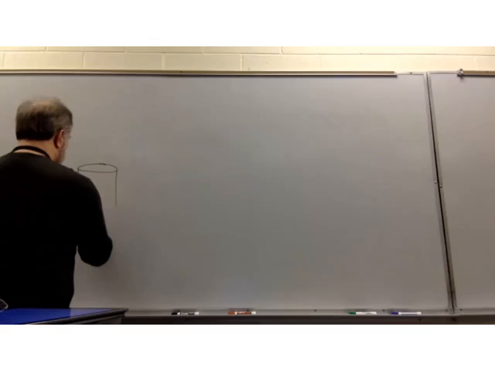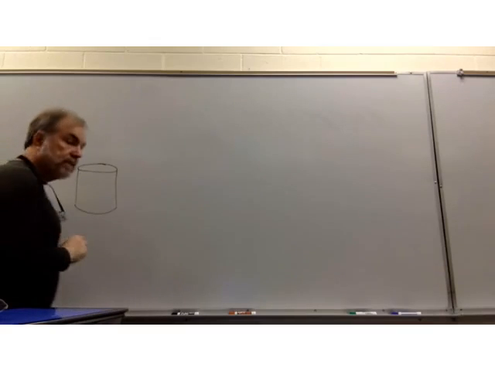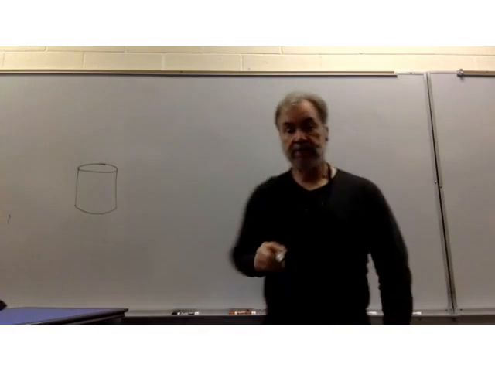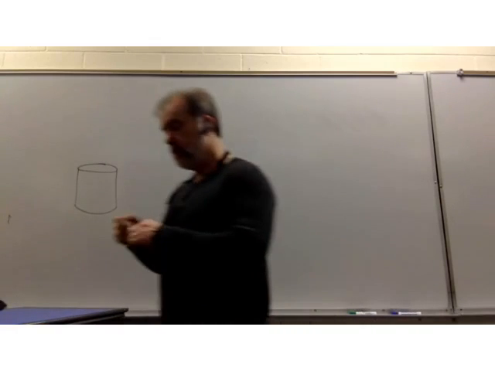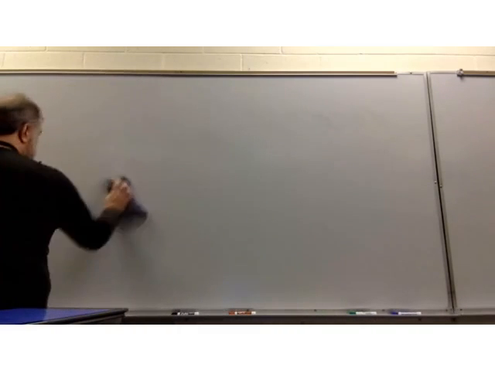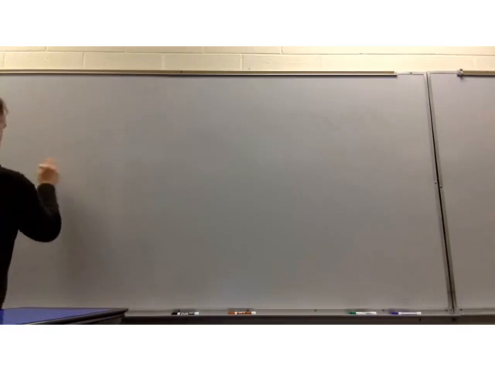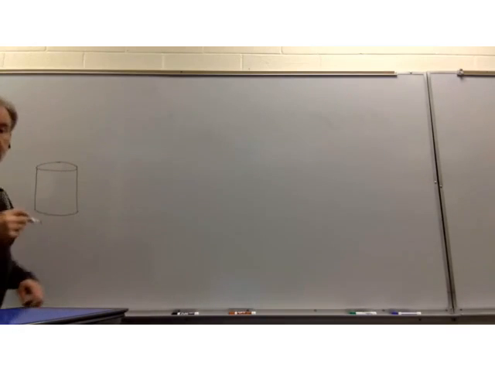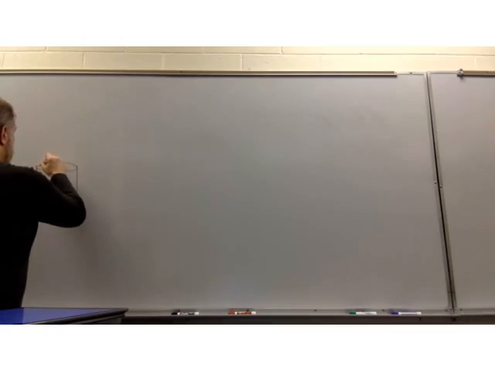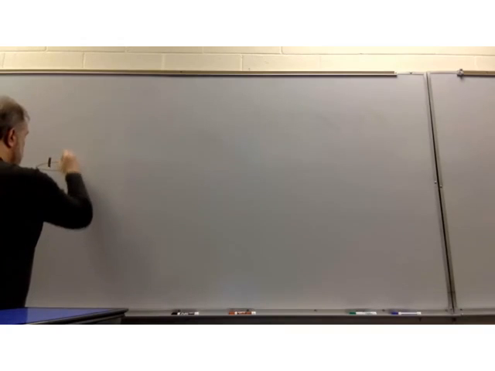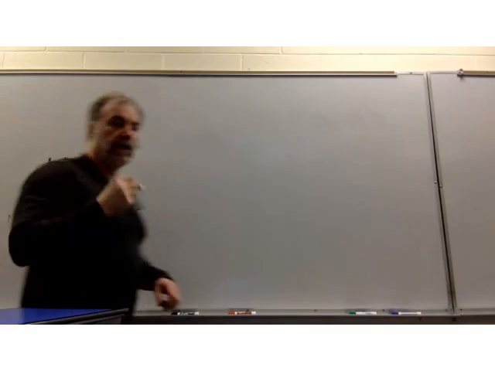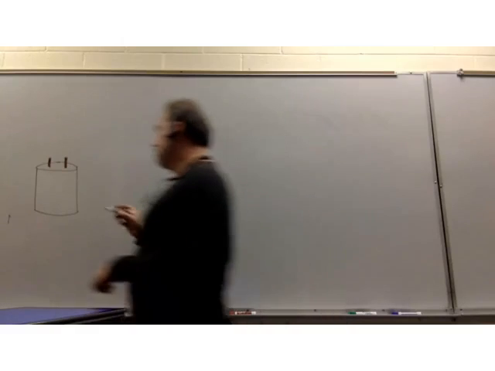Just for convenience, I'm going to draw my battery like this. There are not many batteries that look like this, but there are some. What's going on inside a battery we don't need to care about, but suffice to say, the battery is going to be a source of electric potential difference, which I will label V, okay?